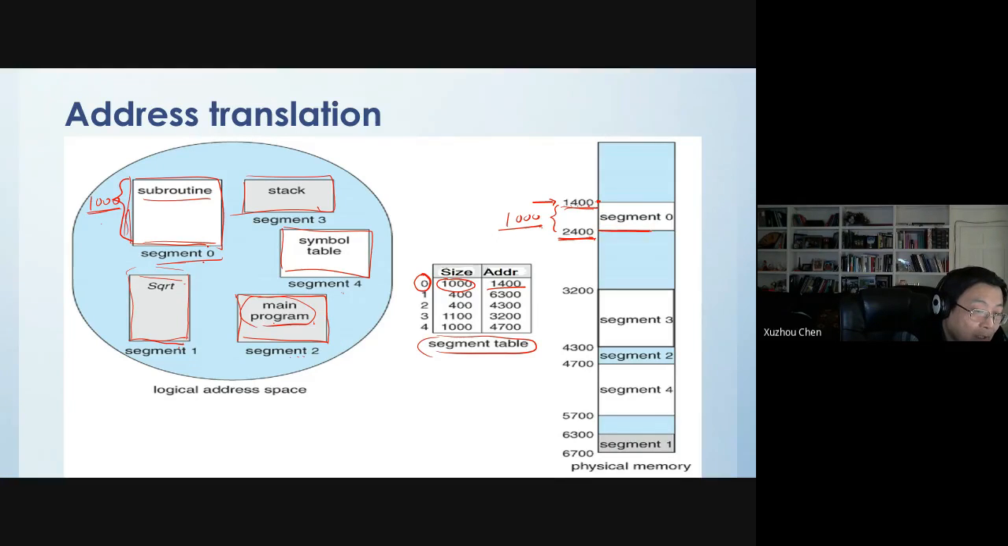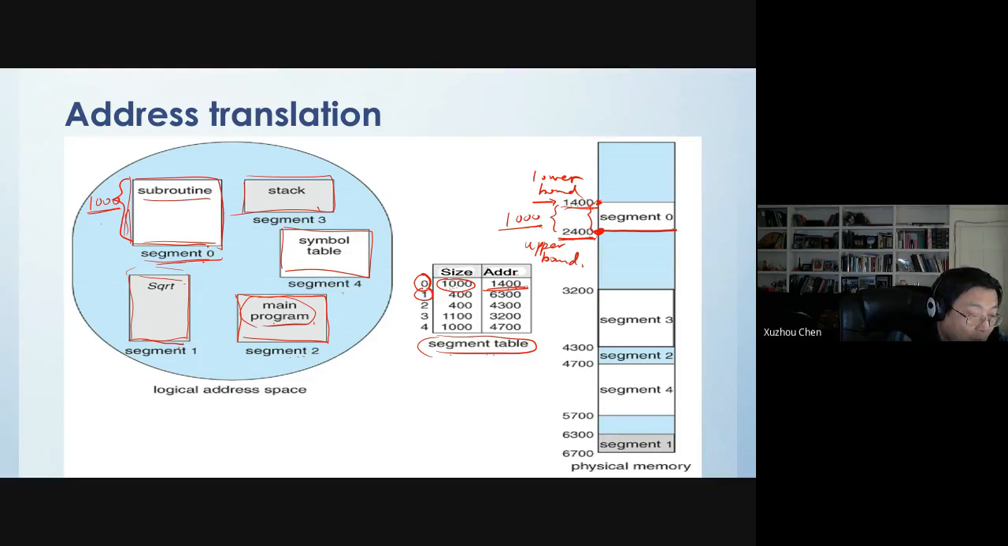So that's a lower bound, and that's the upper bound, right? That basically defines the memory range. So in the segment table I need two data: the address, the starting point in the memory space, and also the size of the subroutine, the size of this segment.